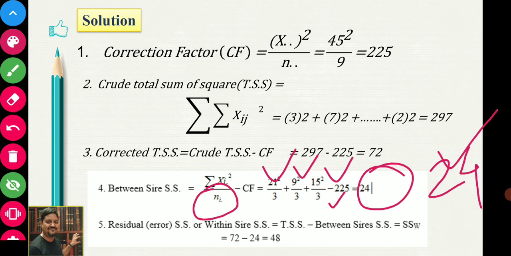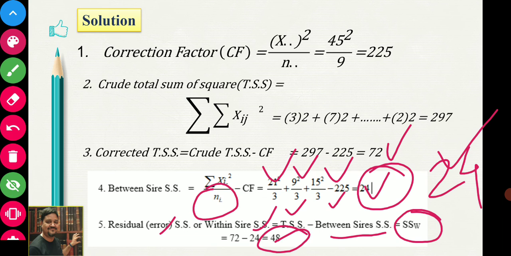Now the error sum of square, or residual sum of square, or within sire sum of square. The within sire sum of square is equal to the total sum of square minus the between sire sum of square, and it can be represented as SSW. What is the total sum of square? That means the corrected total sum of square, it was 72. And the between sire sum of square was 24. So 72 minus 24 is equal to 48. So this was the error sum of square, or you can say the within sire sum of square, 48.